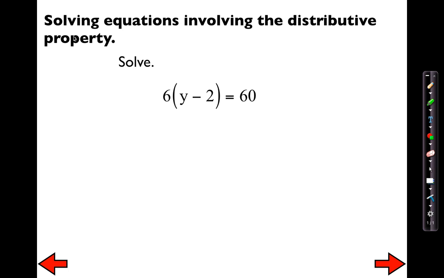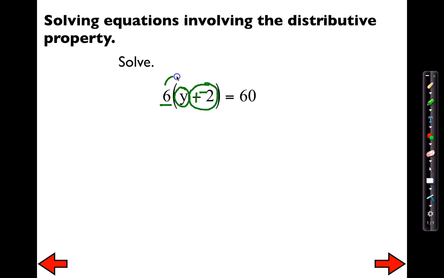So solving equations involving the distributive property, that's what we're going to start with first. So first, it's important to remember what number are we distributing. So in this case, we are distributing a 6. And what will we be distributing it to? Well, we're going to distribute to a y and a minus 2. If you're wondering why that's a negative 2 or minus 2, you can think of it as adding the opposite. So if that helps you, definitely do that.